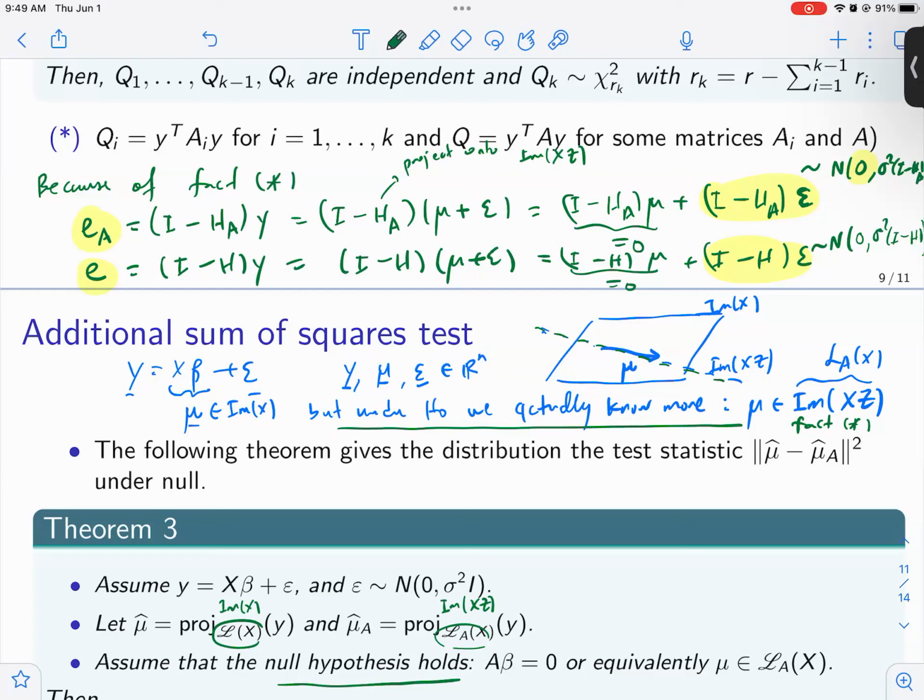Right. The fact that we are in the image of the restricted model means that when I project onto the orthogonal complement of these subspaces, I kill the mu. So the residuals would be 0 if the model is correct.